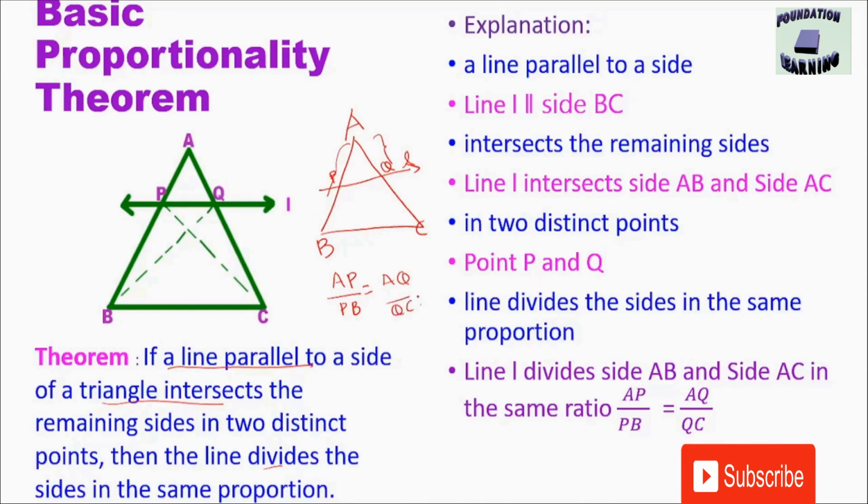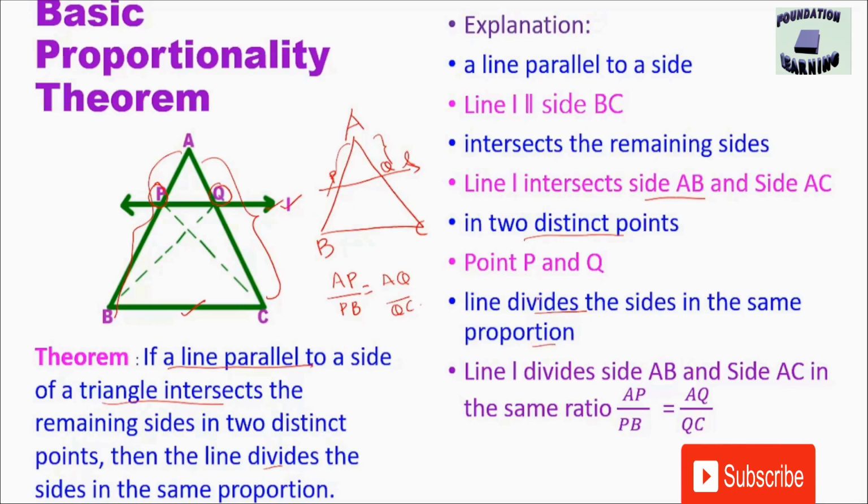Once again, a line parallel to a side. Which line is parallel? Line L is parallel to a side. Which side? It's parallel to BC. It intersects the remaining two sides. So line L is intersecting the two remaining sides. Which are the two remaining sides? The remaining sides are AB and AC, in two distinct points. Which are the two distinct points? P and Q. The line divides the sides in the same proportion.